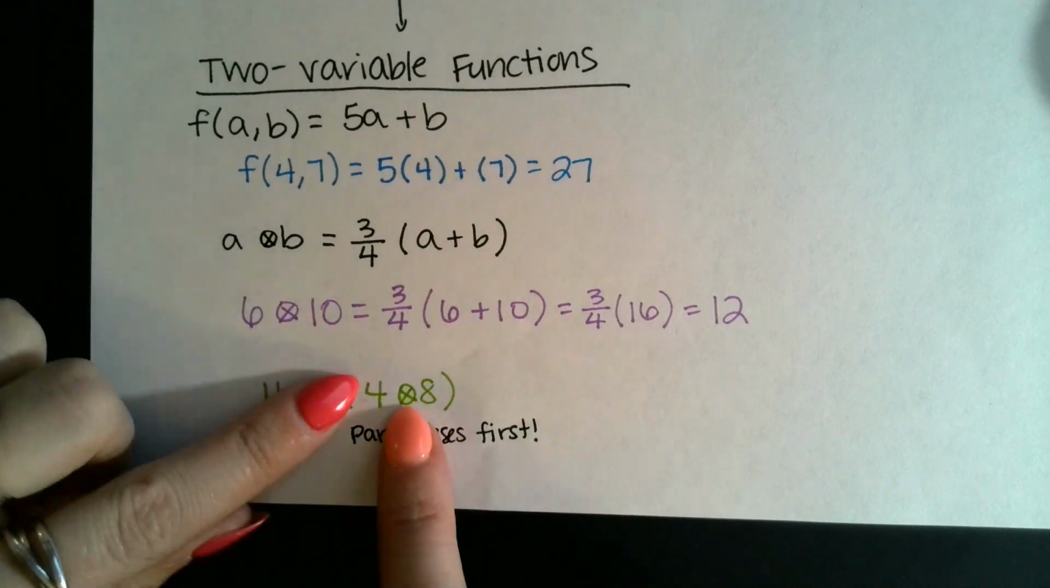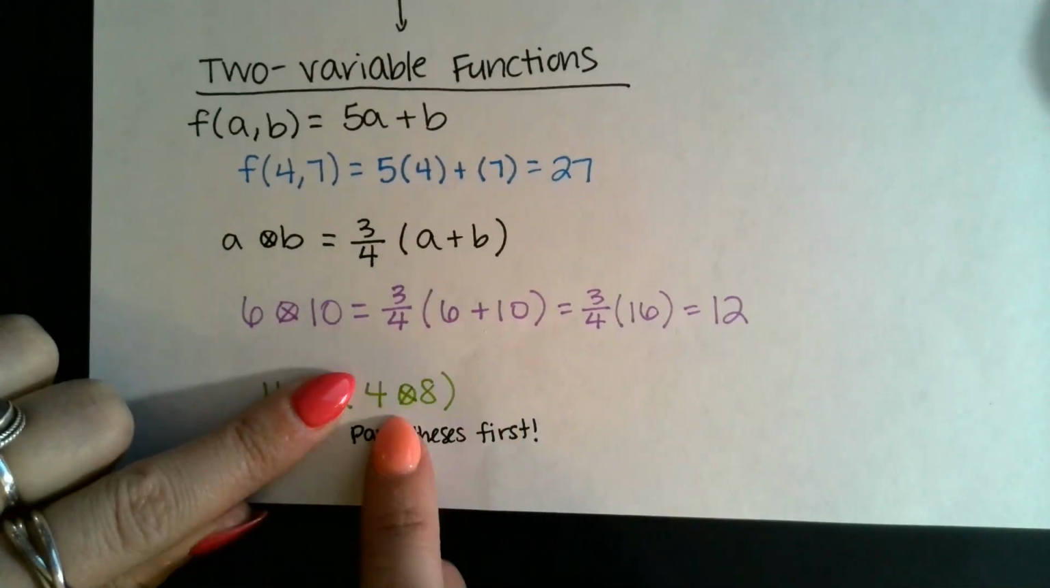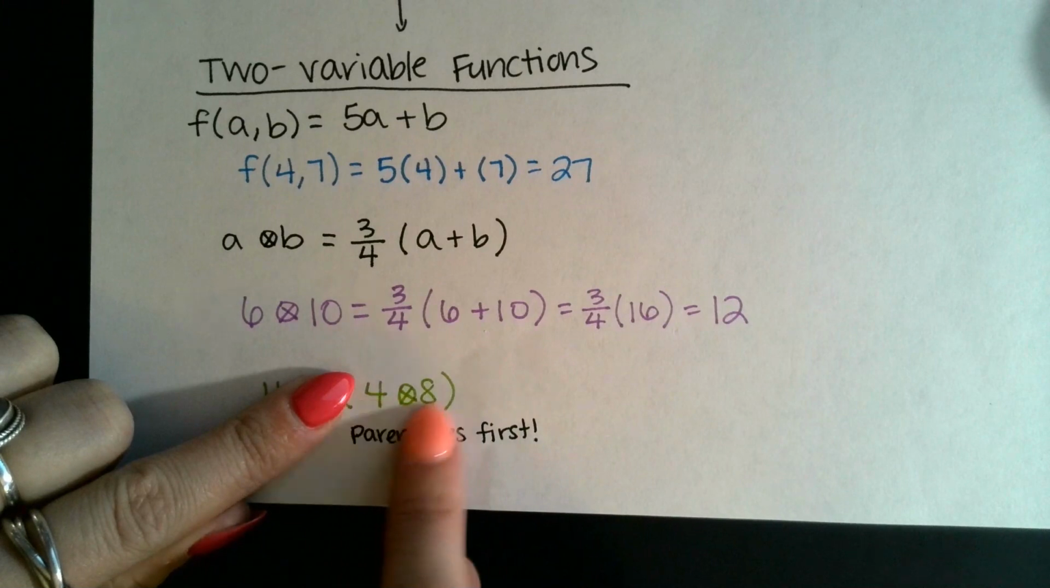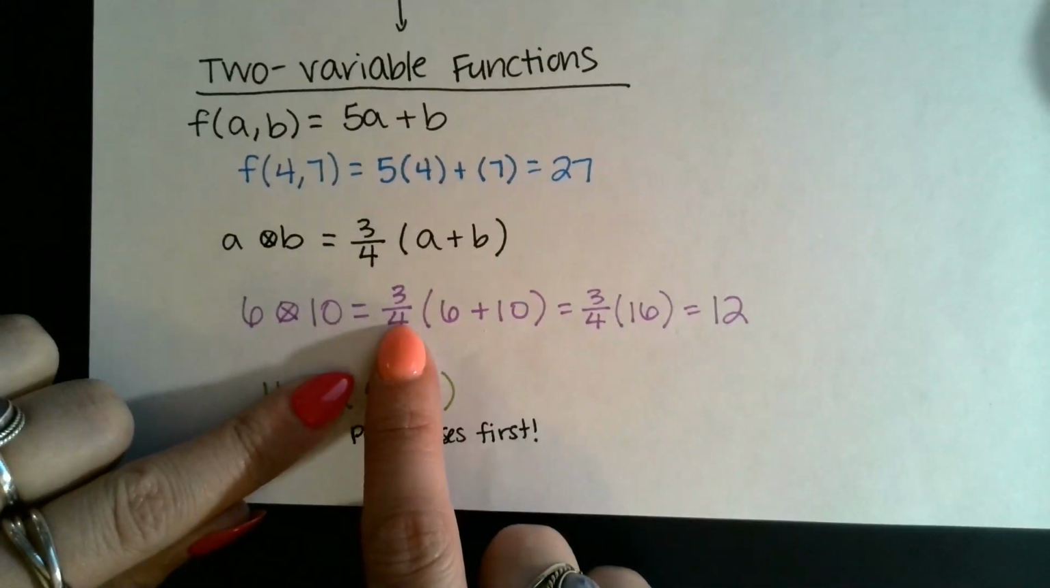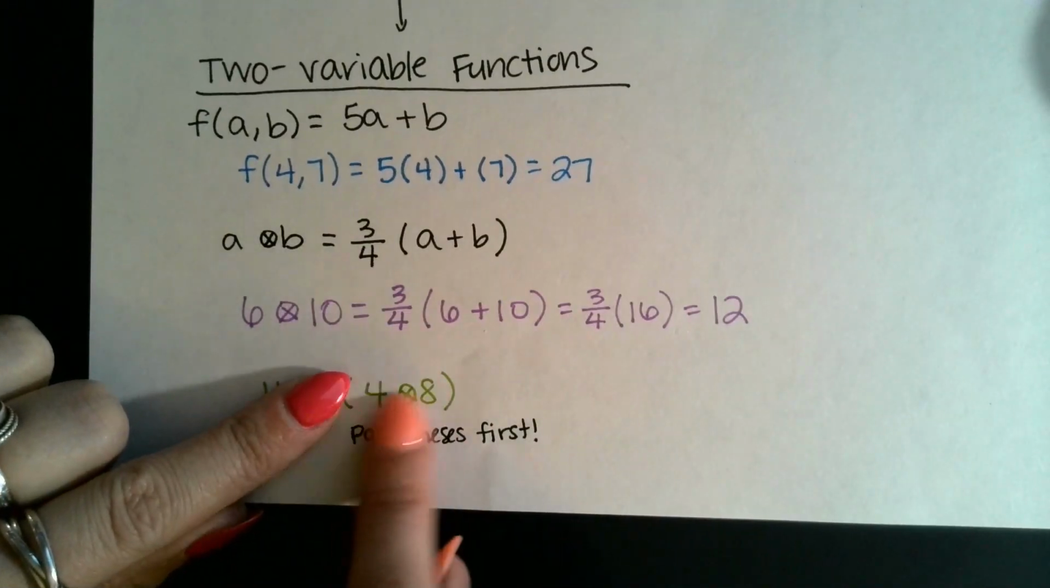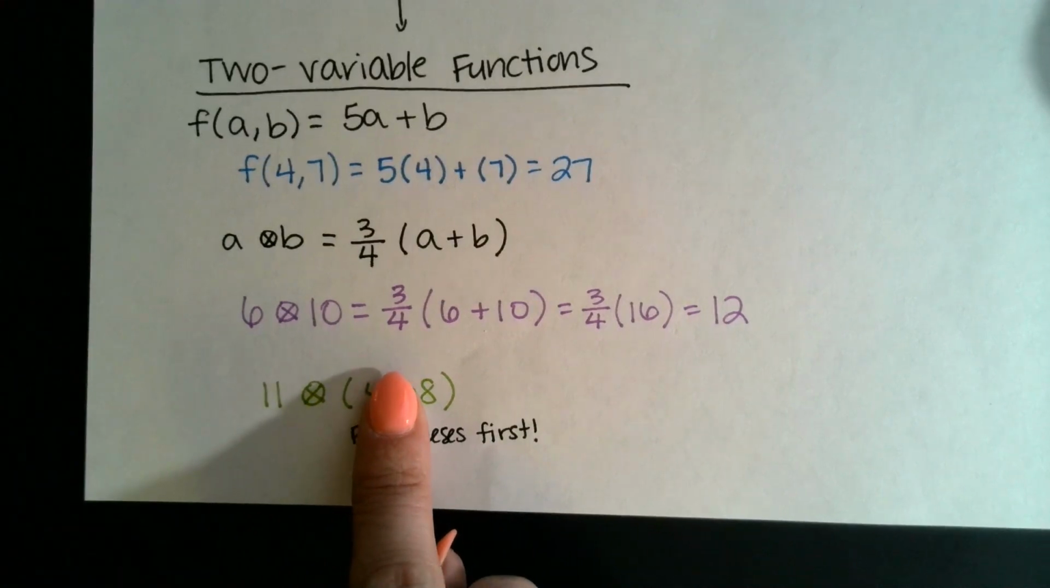You would evaluate 4 with 8 in this rule. 4 plus 8 is 12. 12 divided by 4 is 3, times 3 is 9. Okay? And then 9 would take over this place, and it would be 11 with 9. And then you would just do the rule a second time with 11 and 9, which would be 15. So your whole answer would be 15.